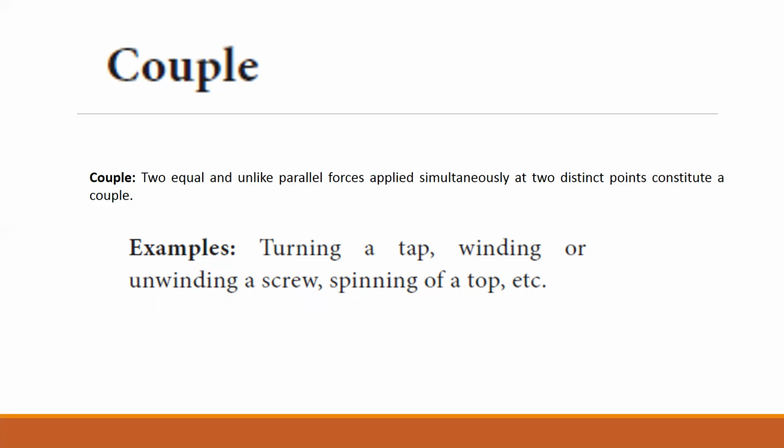If that is not clear, an example is turning a tap. Suppose you keep your fingers on the tap at two different points and you turn it, you can see one finger going in one direction and the other finger in the other direction. Okay, so that is called a couple.